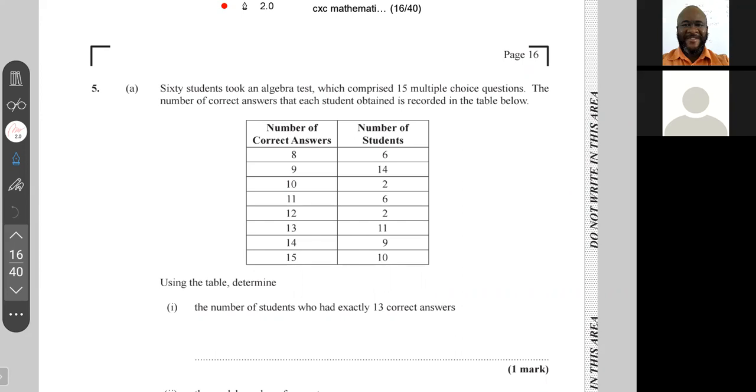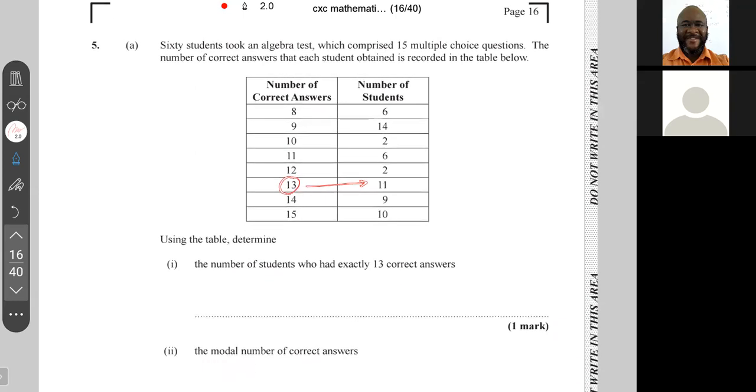So number of students is in the column to the right, correct answers is in the column to the left. So 13 correct answers here corresponds with 11 students. So the answer here is 11 students.